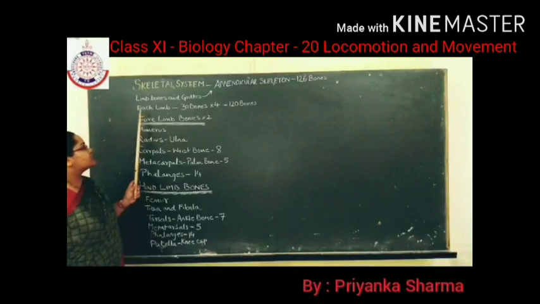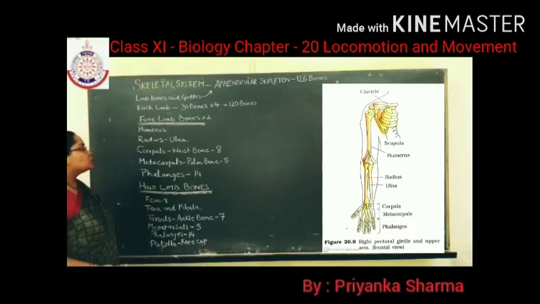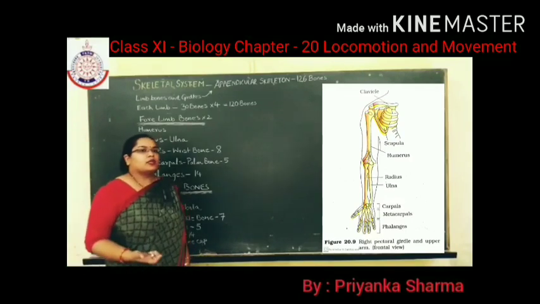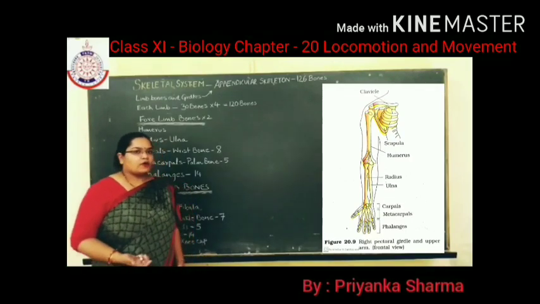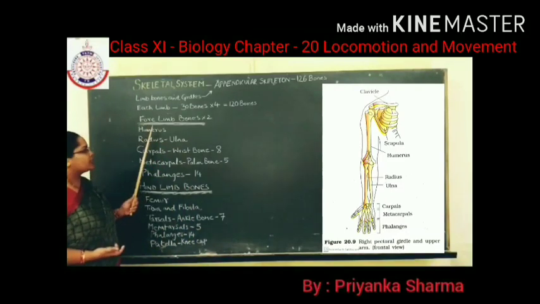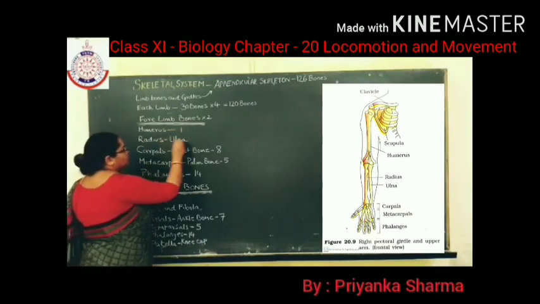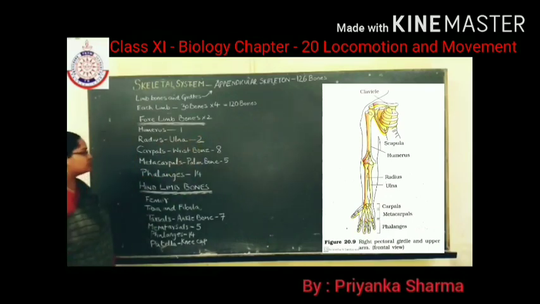First of all, we will discuss the bones in the forelimb, that is in your arms. Each arm consists of different types of bones. Let's study them. Each forelimb consists of, number 1, the humerus. You can see it in the diagram also. Number 2, the radius and ulna, and then the carpals.